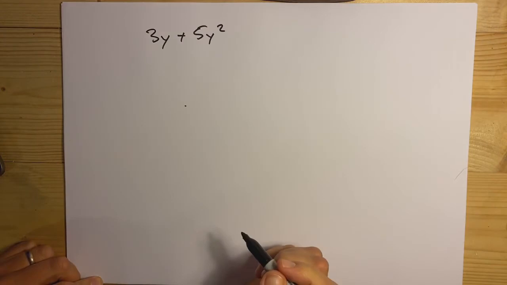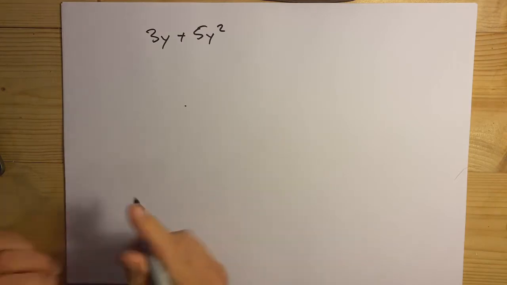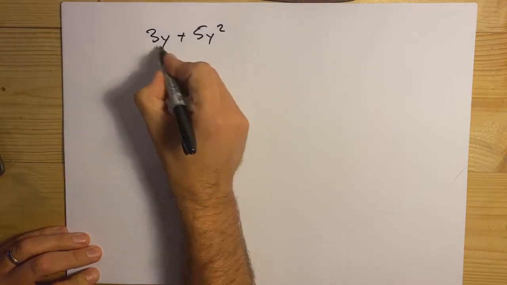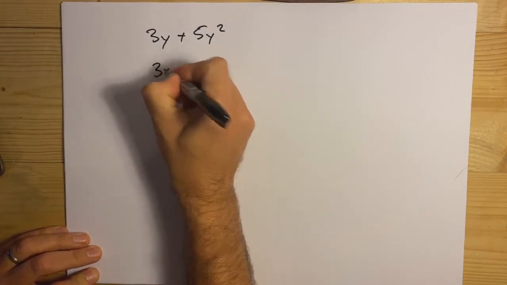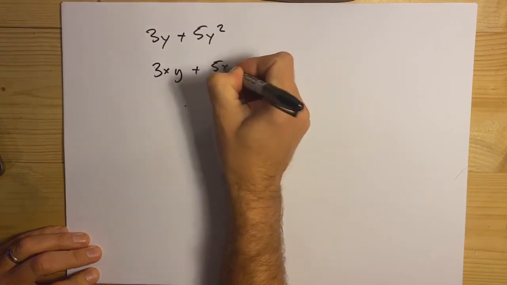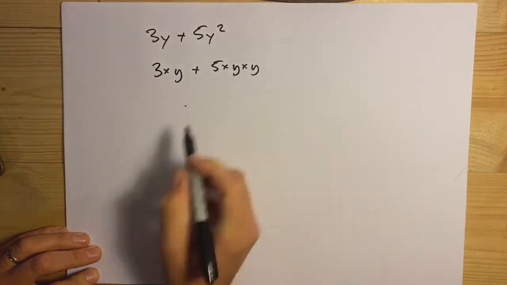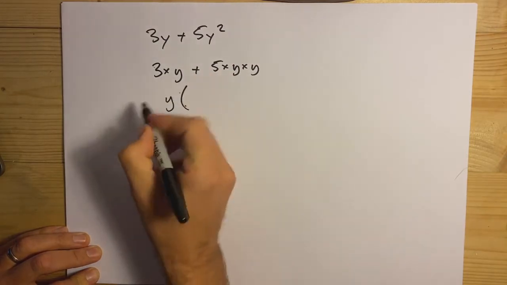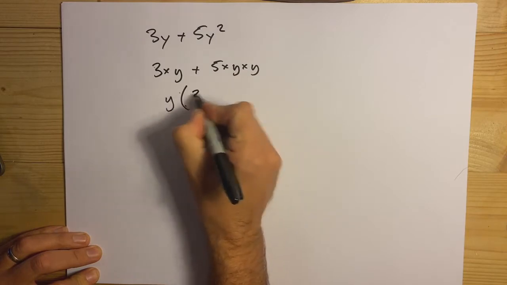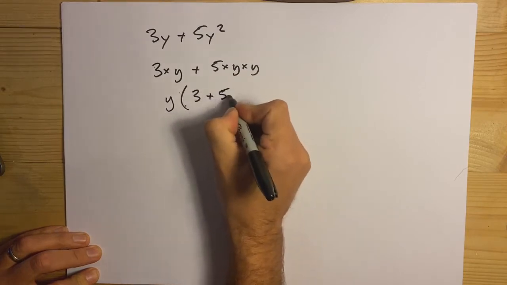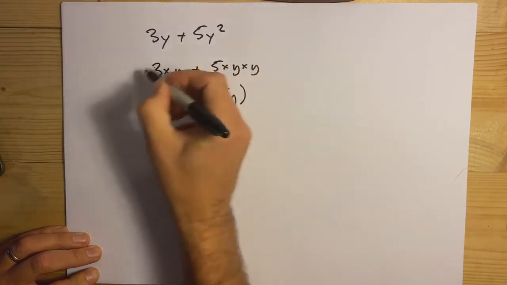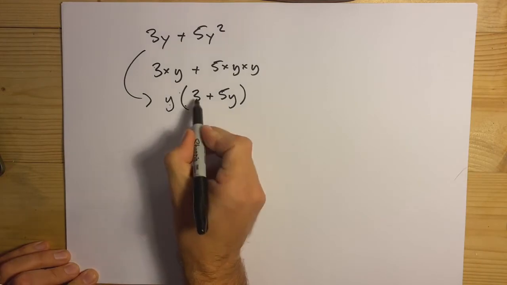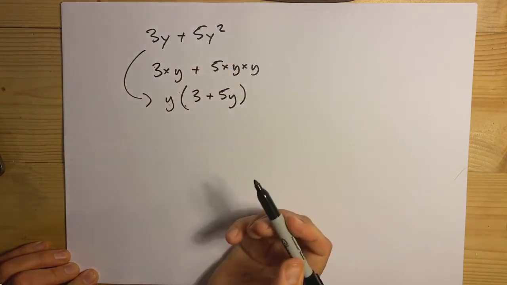But what we can do is factorize. We can play around with brackets, and you will get lots more practice of this. Don't worry. We can see that both of these terms have been multiplied by y. We can look at this as 3 times y plus 5 times y squared. So we can take a y outside of the brackets and say this is actually y, open brackets, 3 plus 5y. So if we multiply out of the brackets, this becomes 3y plus 5y squared, which is the same thing.